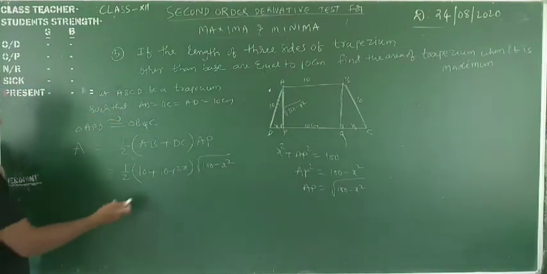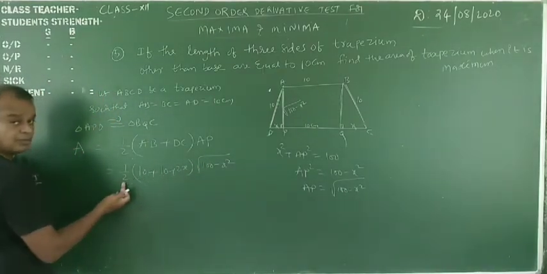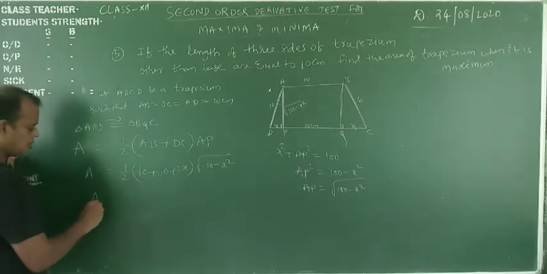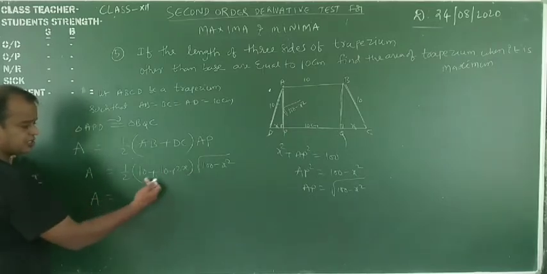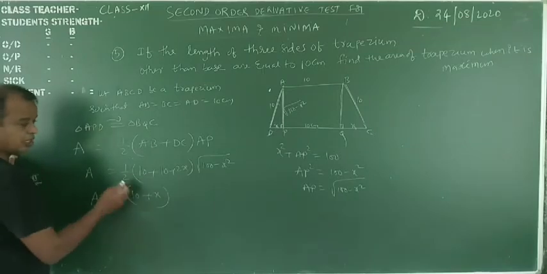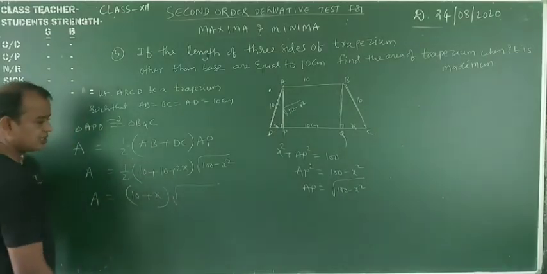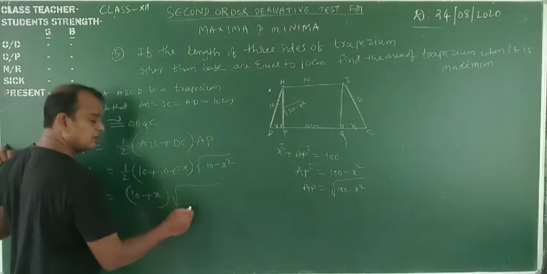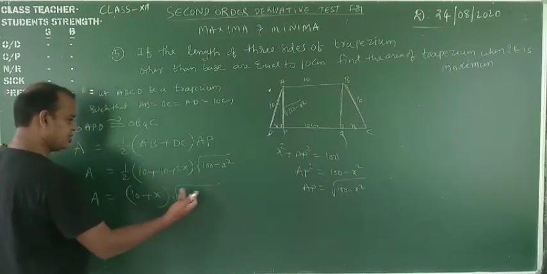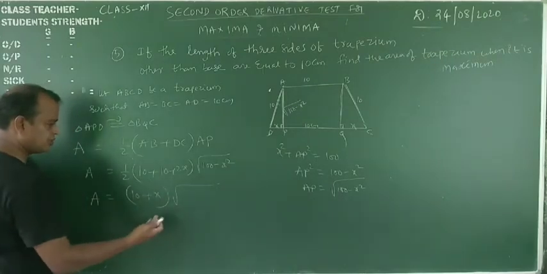Now what happened here? Taken common 2 from 20 plus 2x, taken common 2, my dear students. Now area is equal to 20 plus 2x, which means 10 plus x, into, taken common 2 cancel, root over 100 minus x square, which is 10 plus x into 10 minus x. You can also write it that way, 10 plus x into 10 minus x, 10 plus x whole power 3 by 2 into.